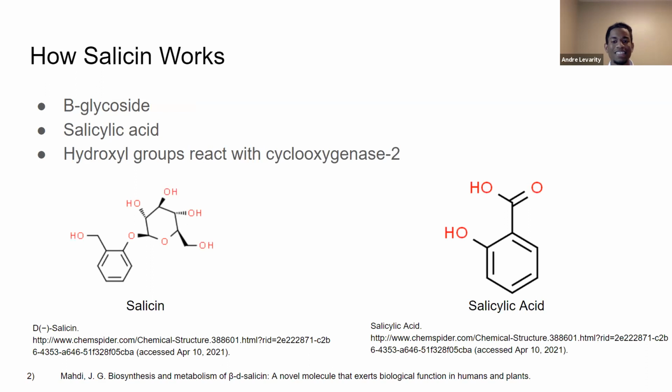So how does it work? I'll just give a brief explanation, not too detailed. Well, salicin is a beta-glycoside, and this beta-glycoside, once consumed, is converted into salicylic acid in the body. The hydroxyl groups that you can see on the salicylic acid react with cyclooxygenase 2, which is an enzyme responsible for inflammation in the body. Once it reacts with it, it denatures it and therefore prevents inflammation and provides pain relief in the process.